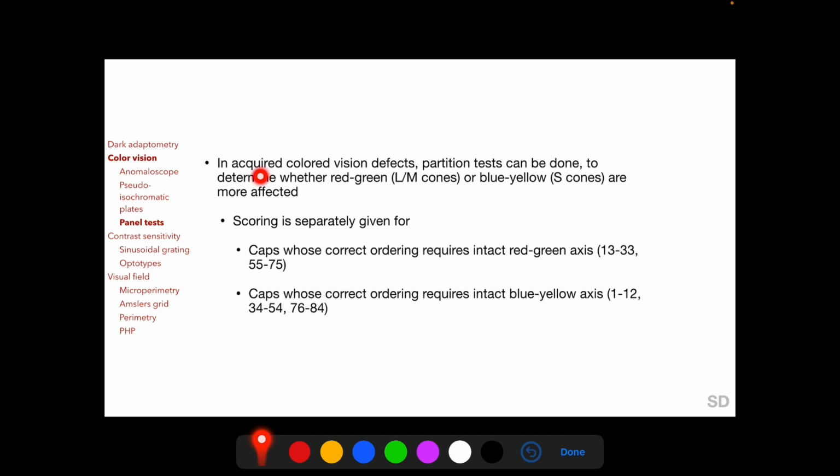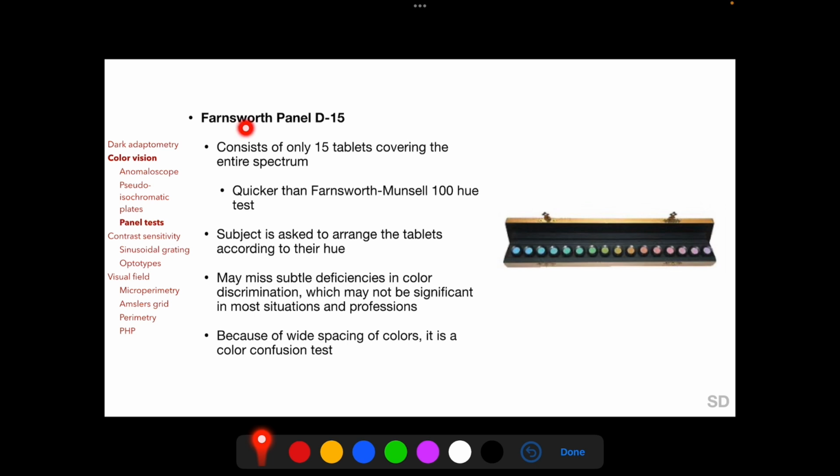In acquired color vision defects, partition tests can be done with the 100 hue test to determine whether red-green, that is the LM cones, or the blue-yellow, that is the S cones, are more affected. Separate scoring is done for caps whose correct ordering requires an intact red-green axis and for caps whose correct ordering requires an intact blue-yellow axis.